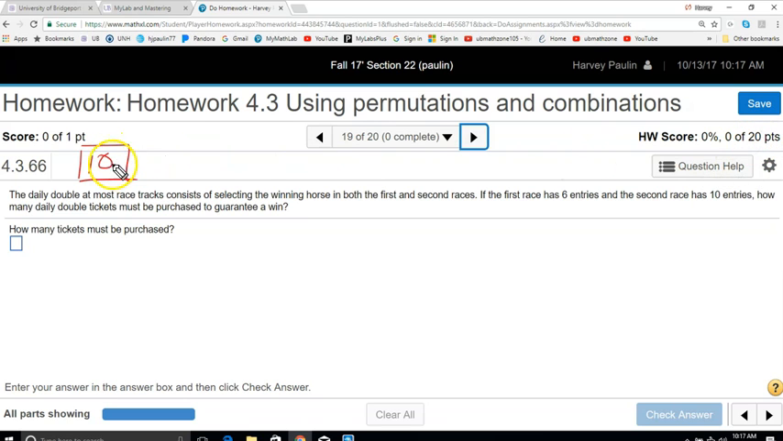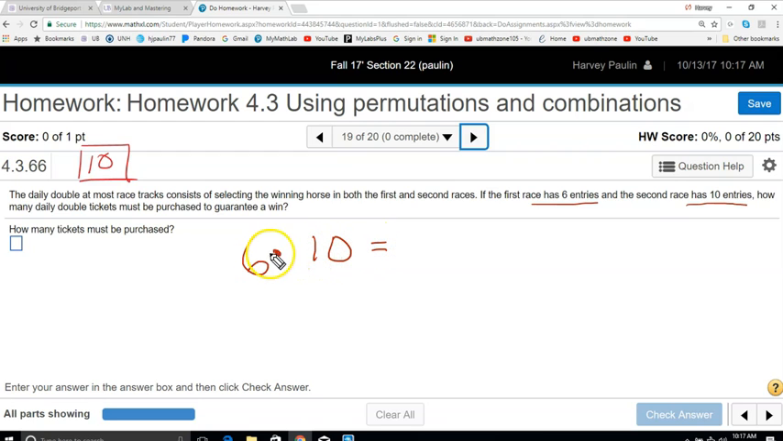And for our last question, I think this one's a little bit easier. You have a race. There's 6 horses in the first race. So the chances of picking a winner out of the first race is 6. And then this is the daily double. There's 10 entries in the second race. Chances of picking the winner out of the 10 is 10.